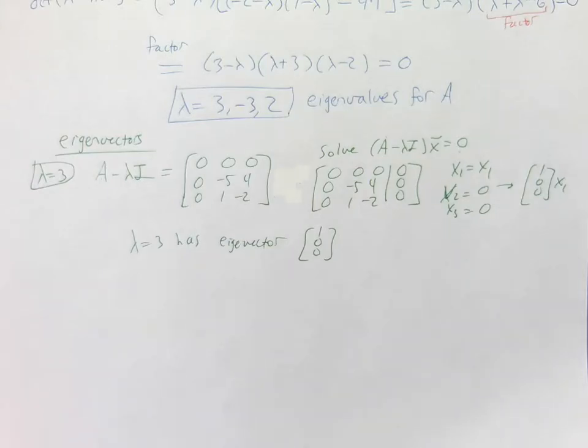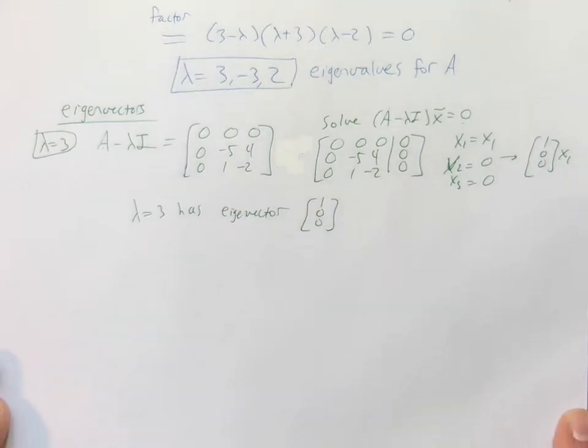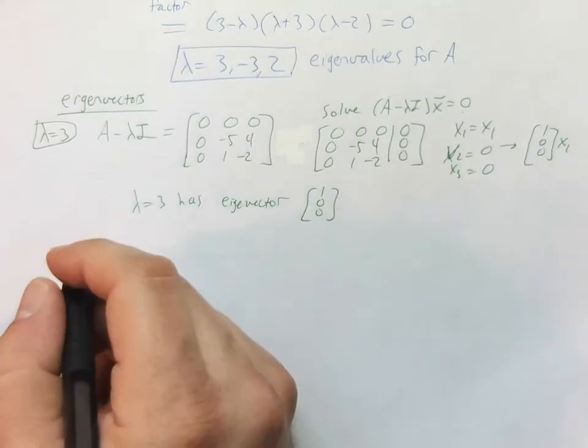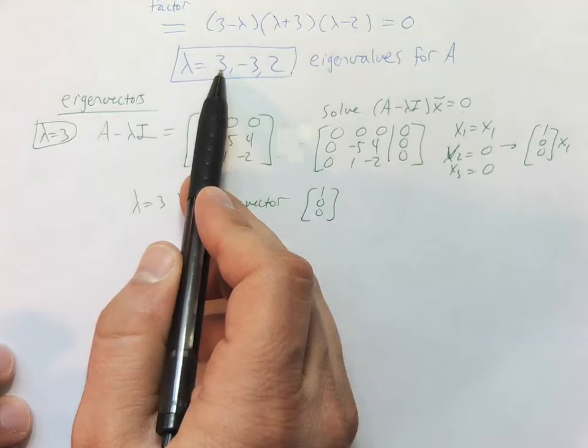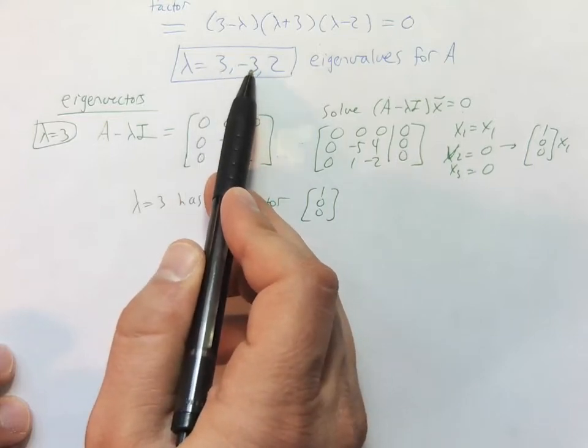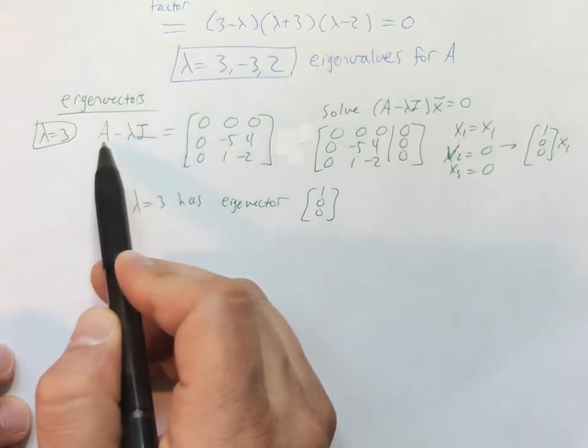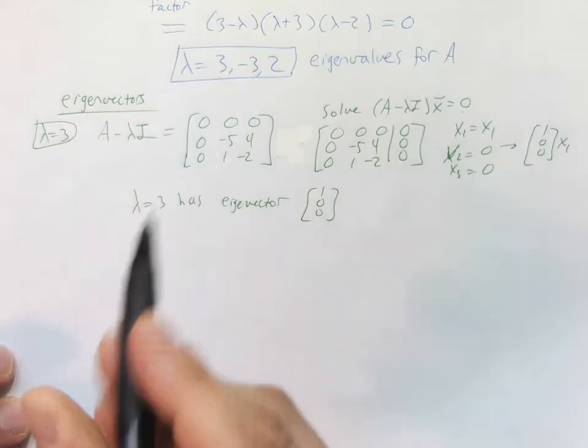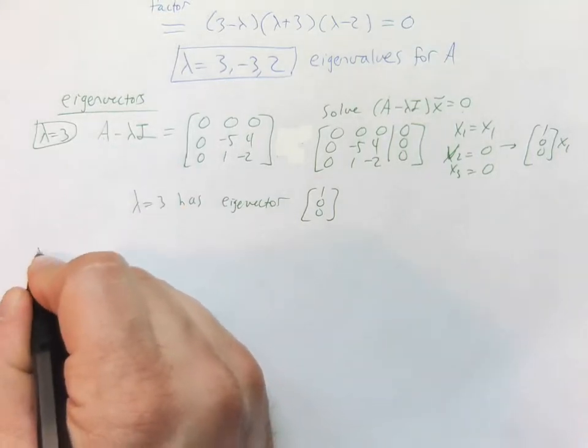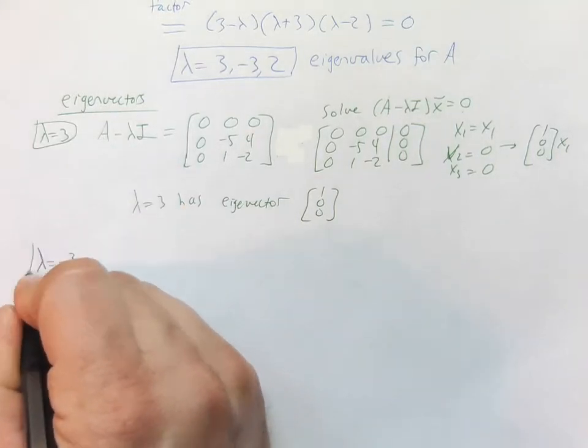And you just do that for each different eigenvalue. So I'll just keep doing it in a similar fashion here. So I picked out lambda equals 3 first. Let's do it with negative 3. So I'm going to subtract negative 3 from the diagonal entries, which is the same as adding 3. Right? And so let's do that with lambda equals negative 3.